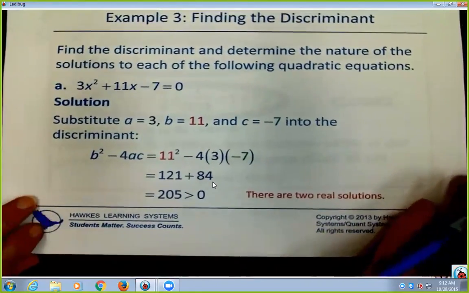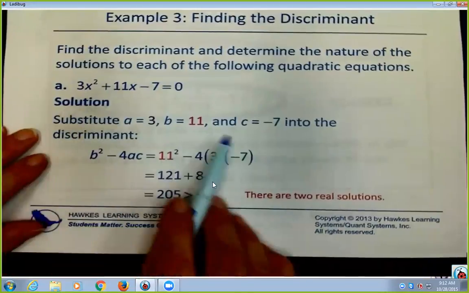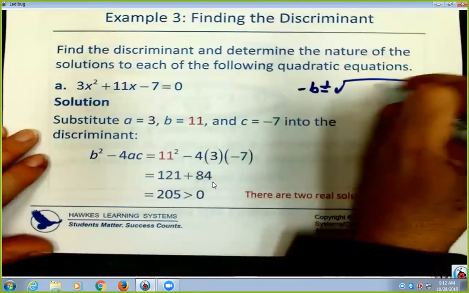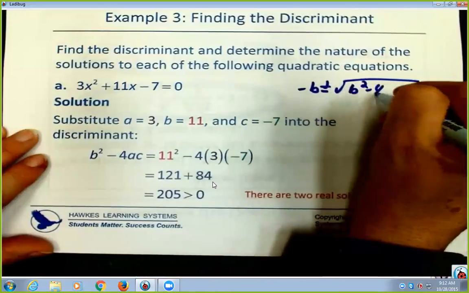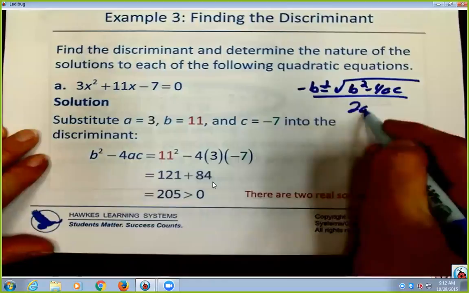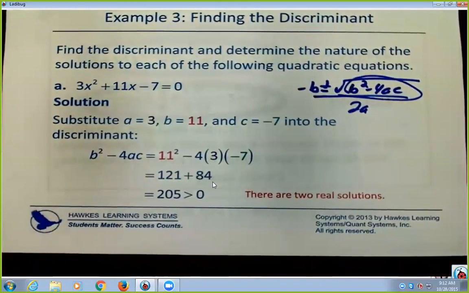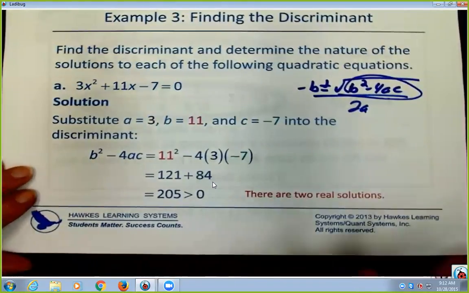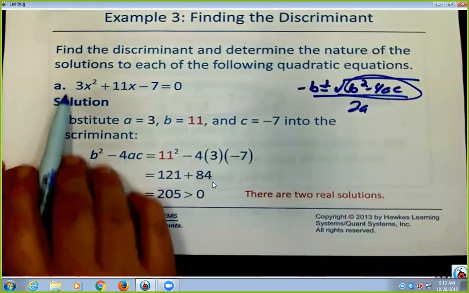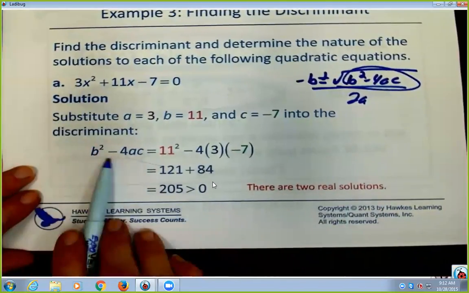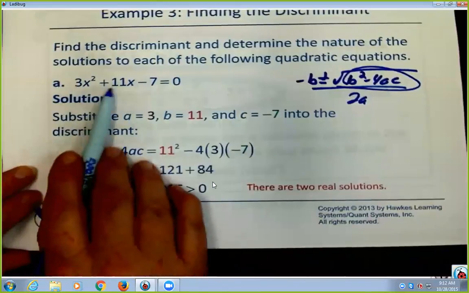Finding the discriminant, you only use the piece because our formula is negative b plus or minus the square root of b squared minus 4ac all over 2a. The only piece I use for the discriminant is what's under the radical. That is the determining factor of what types of things we will end up with. So be aware that it's only that piece that we're looking at. That's why in here they only used the discriminant piece and plugged in your numbers.